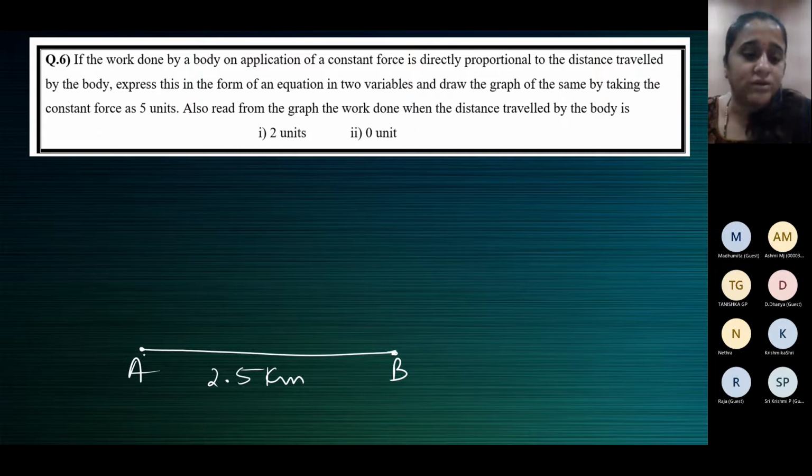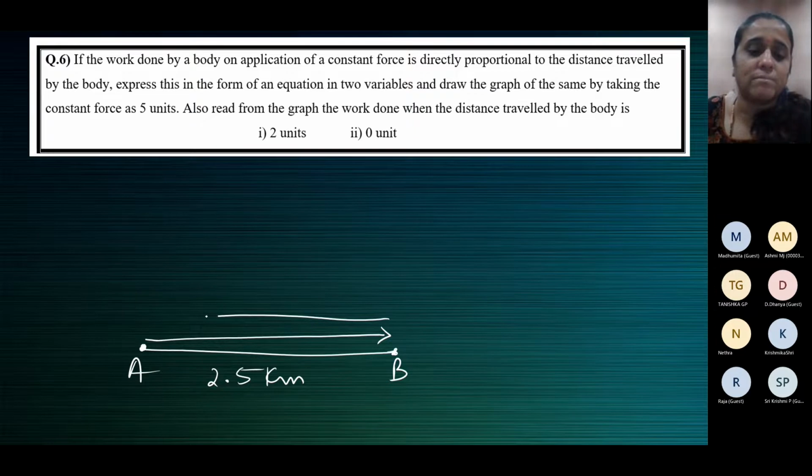So you start from point A. You walk along this line and you reach point B, and then you come back to A. So you start at A, you walk like this, you touch B, and then from B you come back to A.